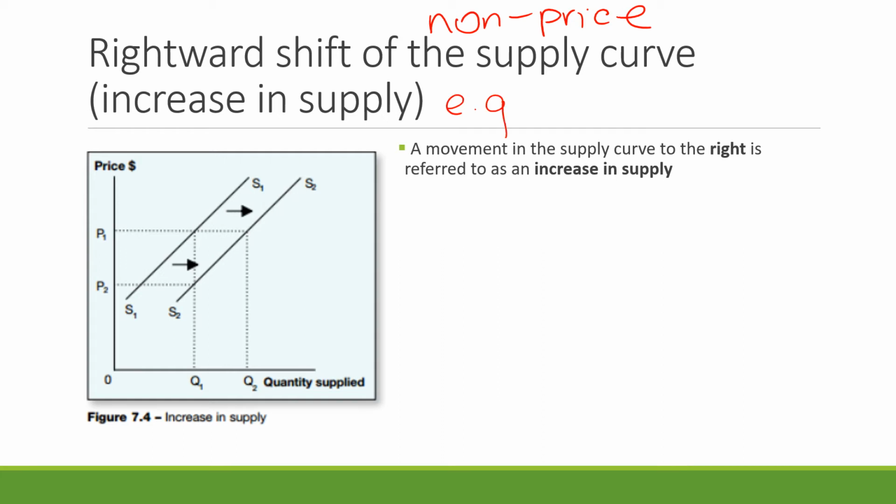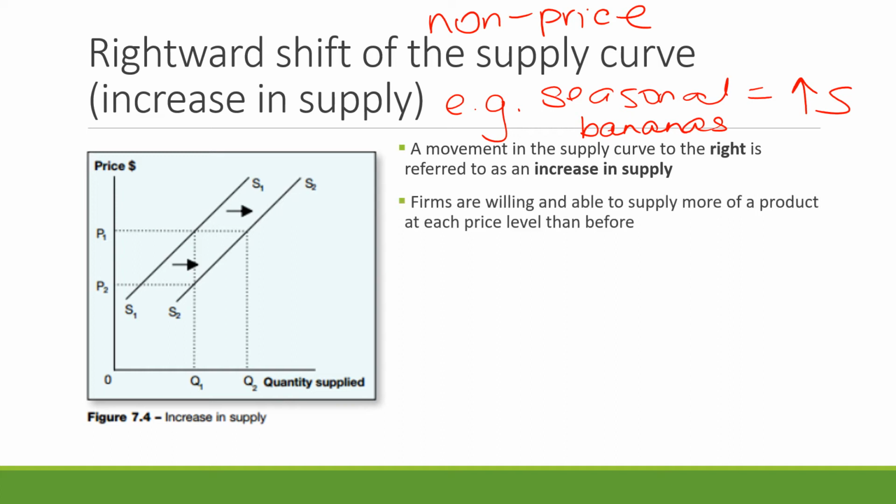For example, we might use an example of seasonal changes that mean that we can increase supply. So maybe let's look at bananas. It's summertime and lots of bananas can be supplied because they're in season. I don't even know if summer's when bananas are in season, whatever. Whenever the time is that bananas are in season, that leads to an increase in supply. So there's two things that happen based on this non-price factor.